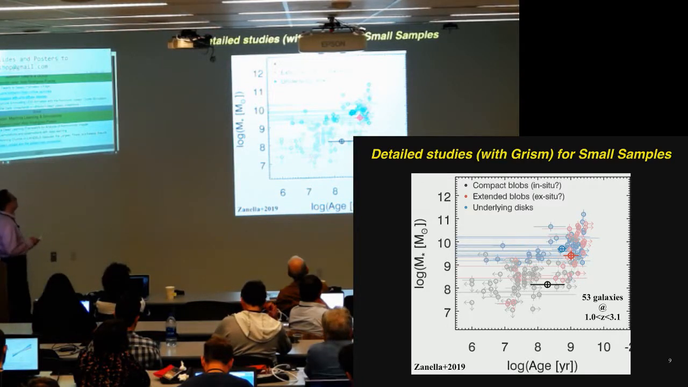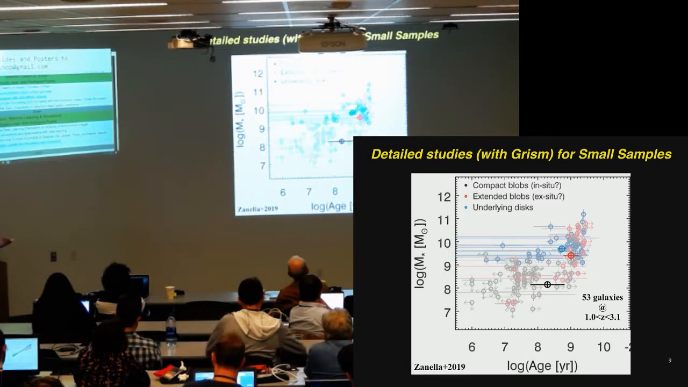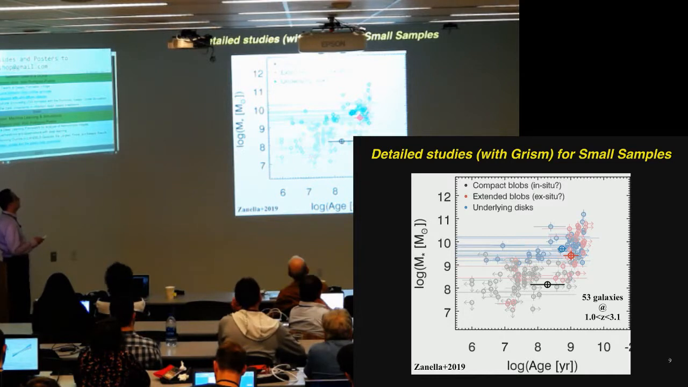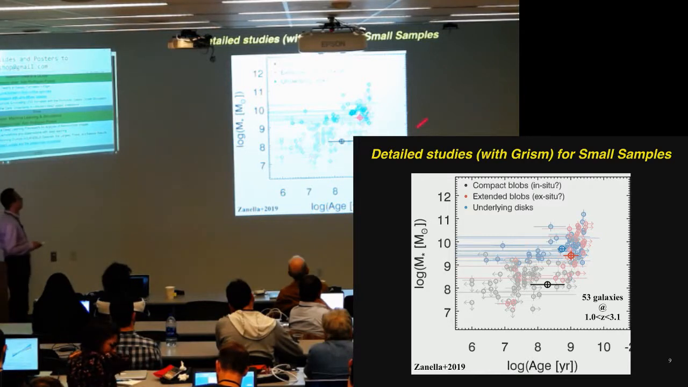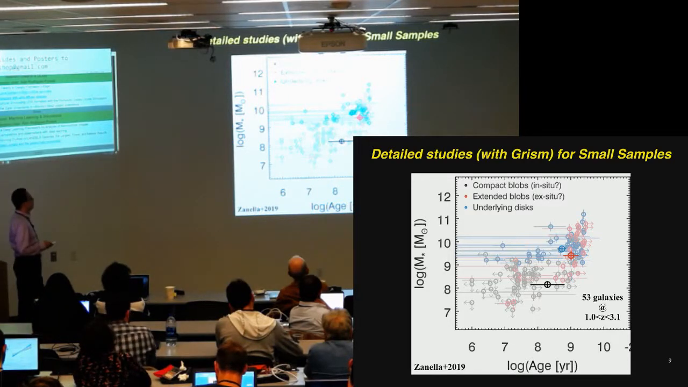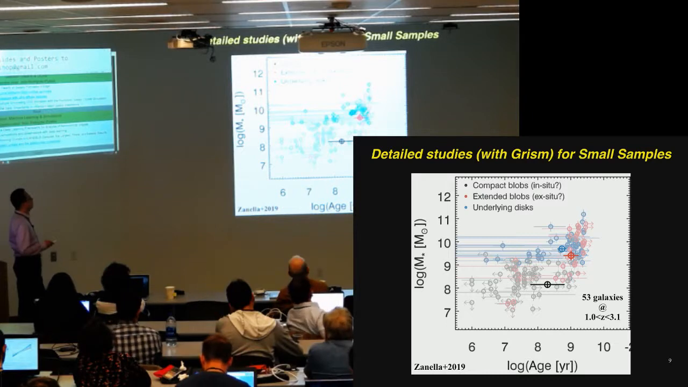So you have some compact clumps, which could be formed in situ, gray points here, and you also have some extended clumps, which could be ex situ clumps, meaning minor merger or major merger, red points here. And this is the average age of in situ clumps. This is the average age and the mass of ex situ clumps.